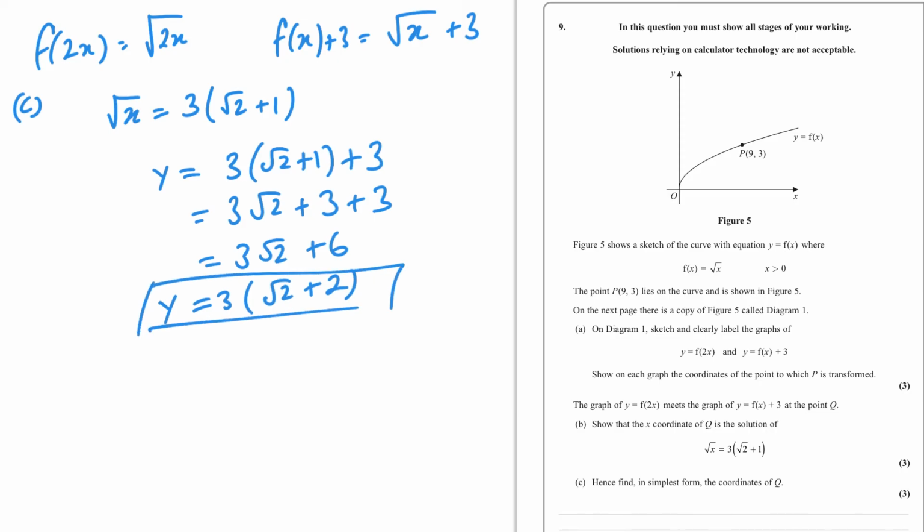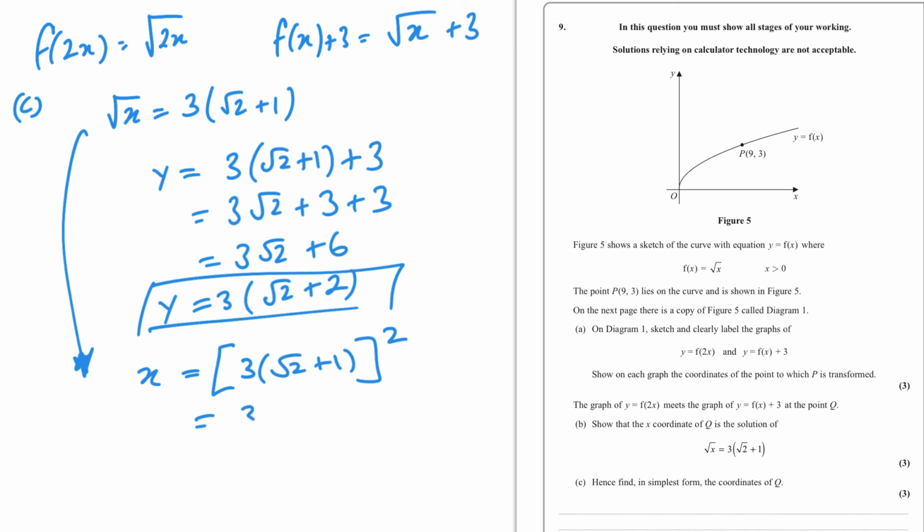Looking at our x, now for this I want to square both sides. So x equals 3 root 2 plus 1 squared. I can do this in a couple of ways. I can expand the brackets, then do it. It's up to you, but let's do that. So we got 3 root 2 plus 3 squared.